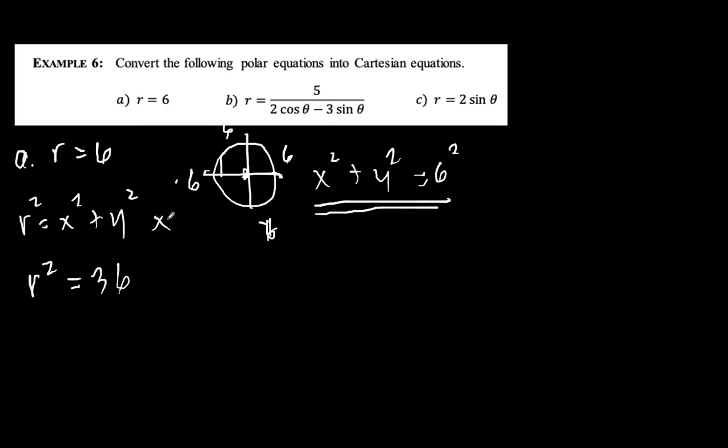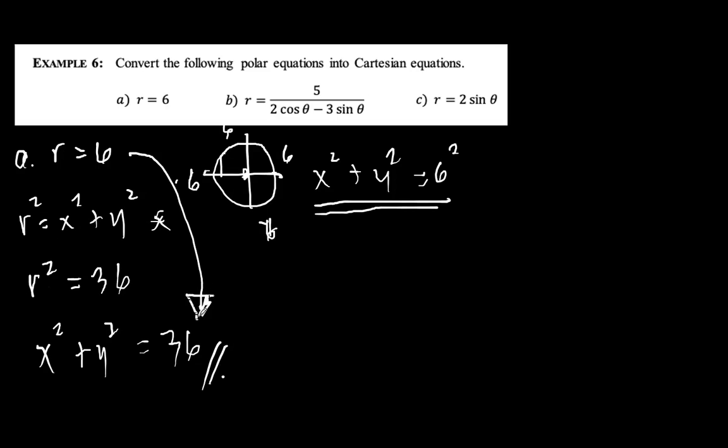And we know that r squared is equal to x squared plus y squared, so x squared plus y squared is equal to 36. So this is now the equivalent Cartesian equation from the polar equation. Okay, so we got this correctly. And let's move on to example letter B and try to solve this before watching the solutions.